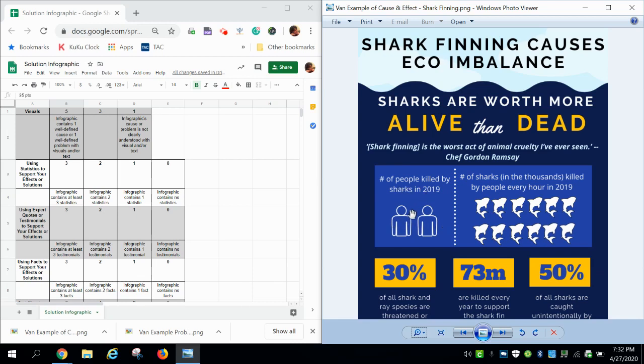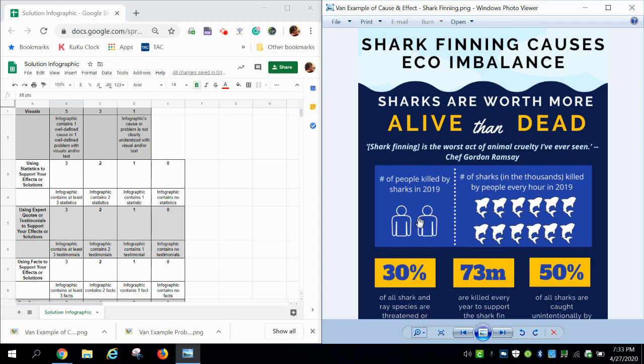So, in the year 2019, two people in the entire world have been killed by sharks in the year 2019. This statistic, number of sharks in the thousands. So each of these sharks down below represents 1,000. Number of sharks in the thousands killed by people every hour in 2019. So we have 12 sharks, 12 times 1,000, 12,000. Believe it or not, 12,000 sharks were killed every hour in the year 2019, as to only two people killed by sharks in the year 2019.